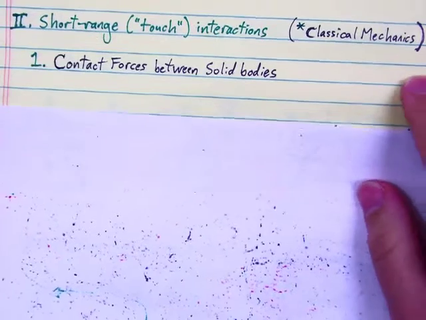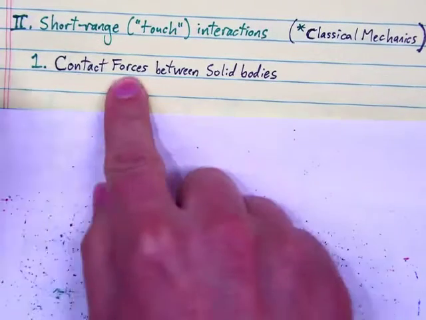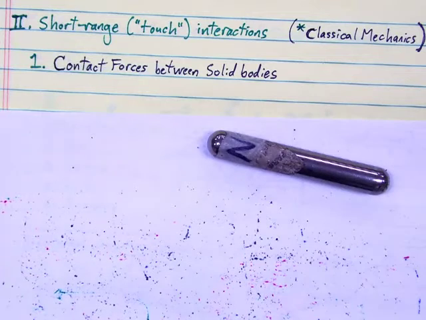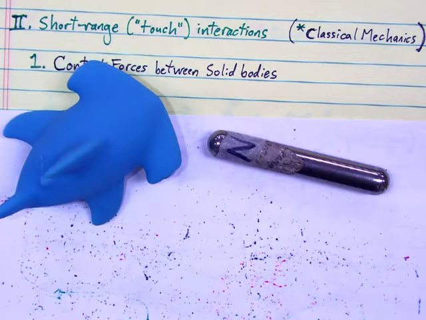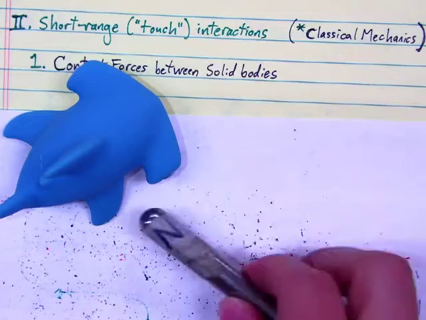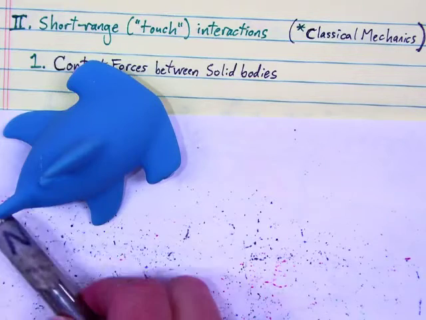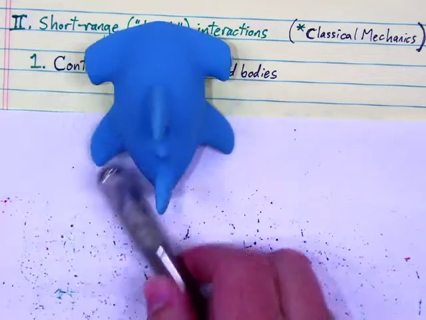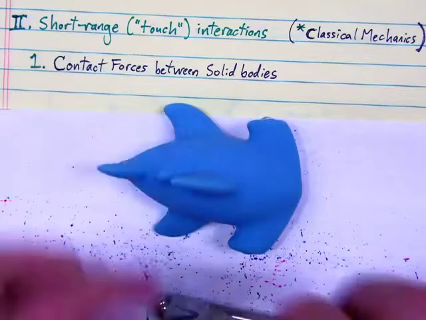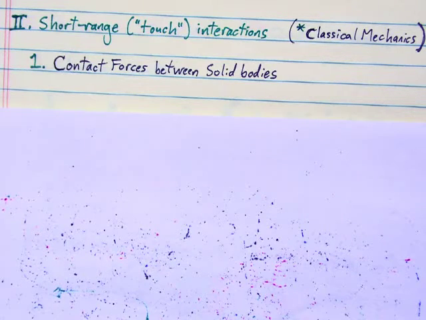The very most common would just be straight-up contact forces between solid bodies. Here's a solid object, that magnet once again. Here's another solid object, this hammerhead shark. There's no long-range interaction between them. They can't interact without touching, but if they do actually touch, then I can push the shark with the magnet, and I can push the magnet with the shark. Those are contact forces between solid bodies.